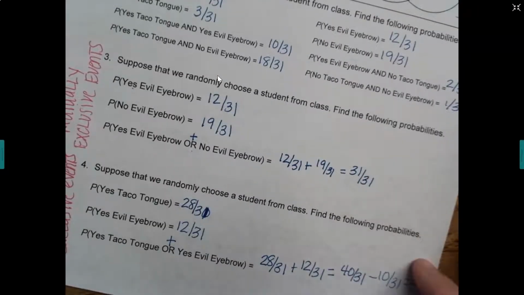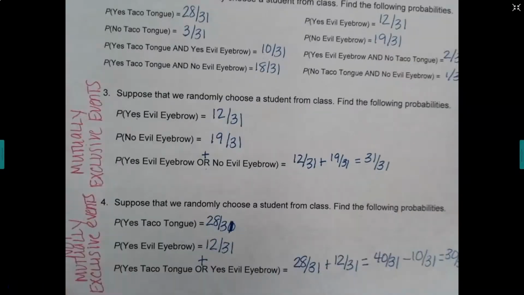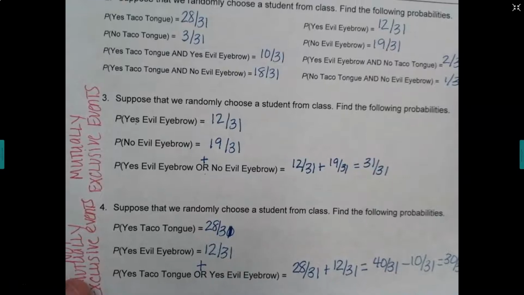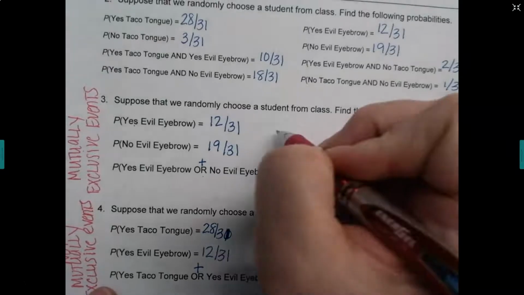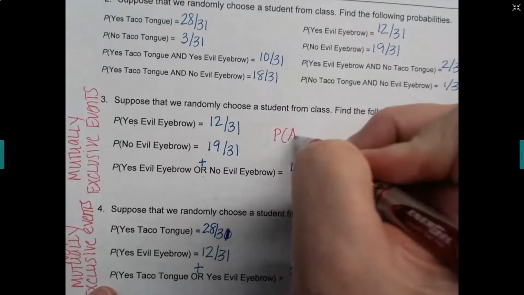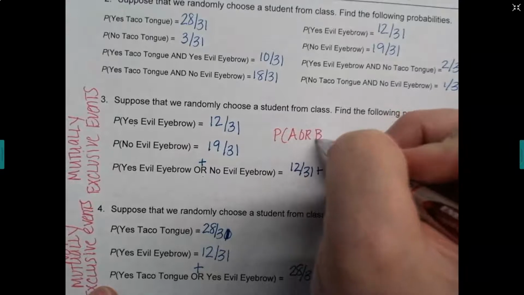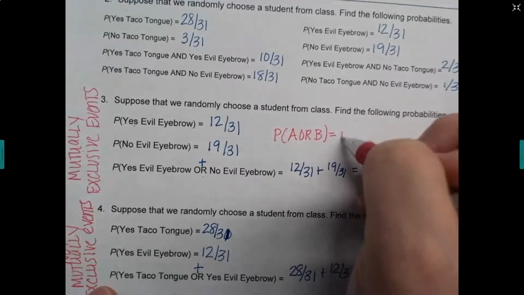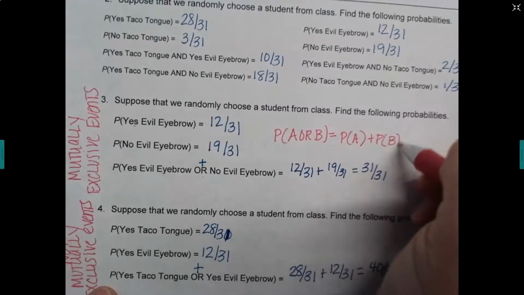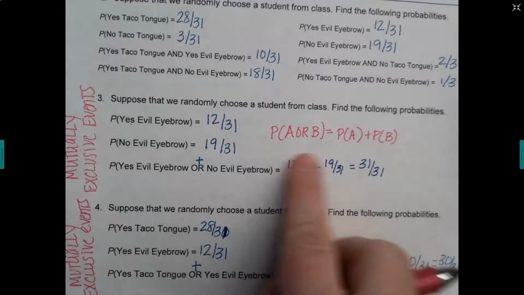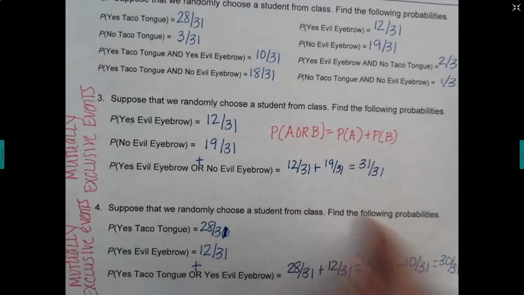So let's look at what this looks like in probability. In the previous lesson, we learned about the general addition rule, and I said a couple times specifically for mutually exclusive events. So we said here the probability of A or B equals the probability of A plus the probability of B. Okay, because they share nothing in common, we can just add them together.